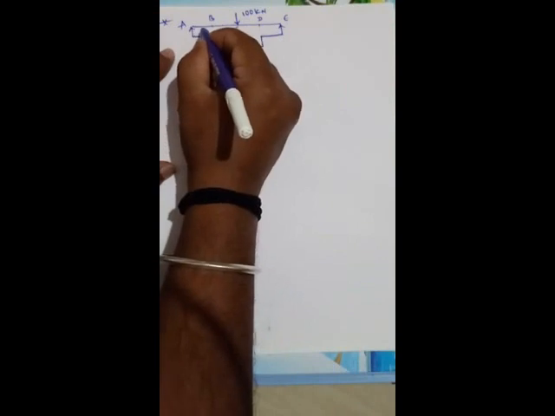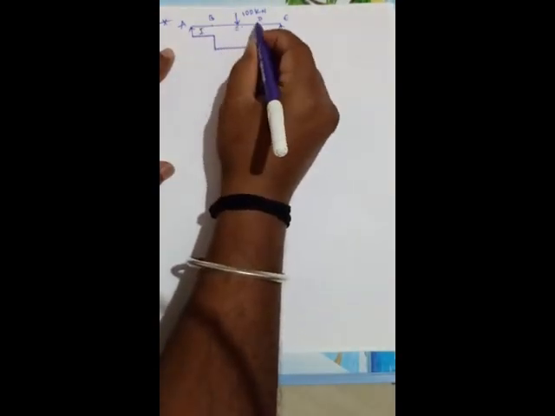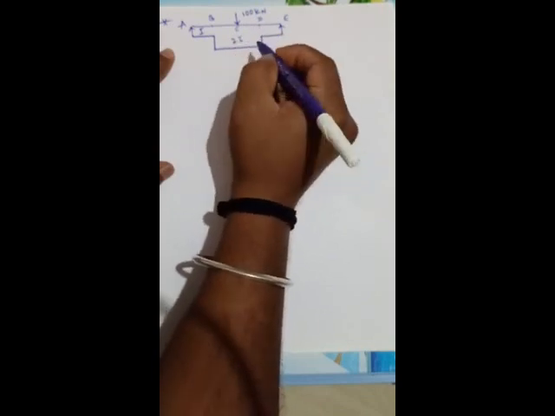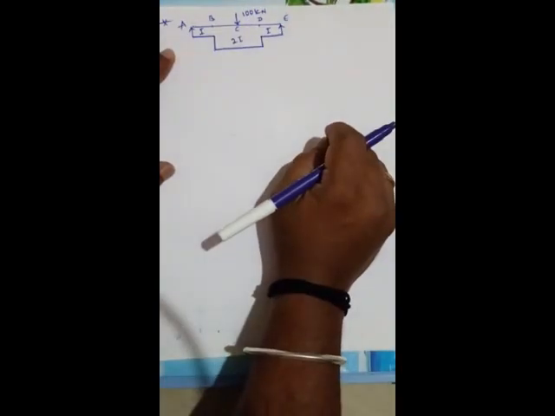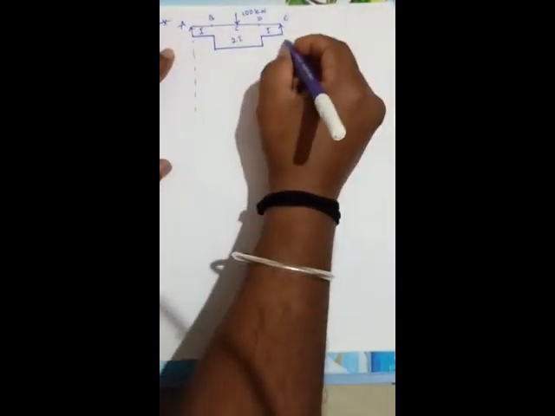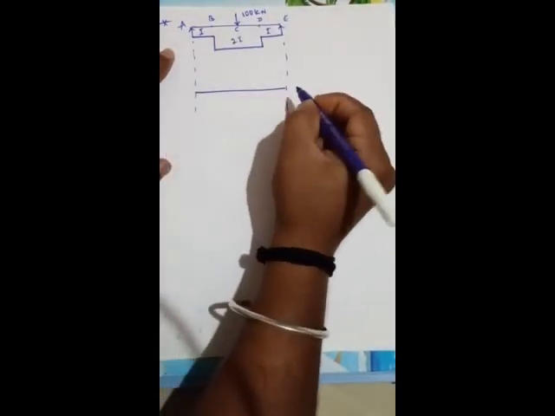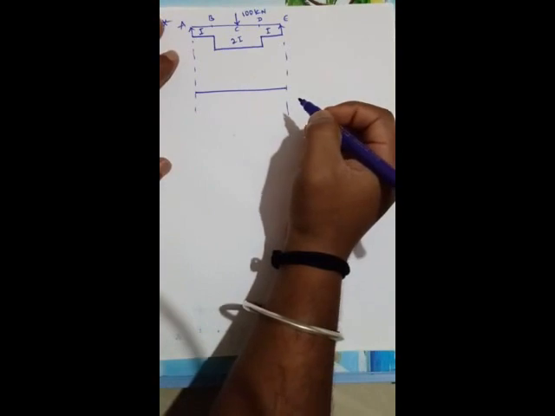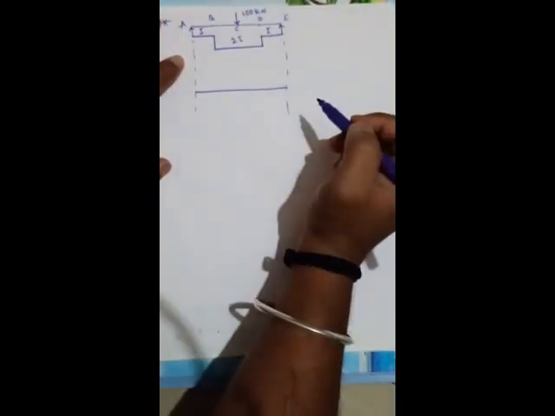From A to B, let us consider it as I. From B to C and C to D, let us consider it as 2I. Then again from D to E it is I. The type of loading is again symmetrical loading. So how to go ahead with the problem? First you will draw the bending moment diagram, for the simply supported beam with symmetrical loading.